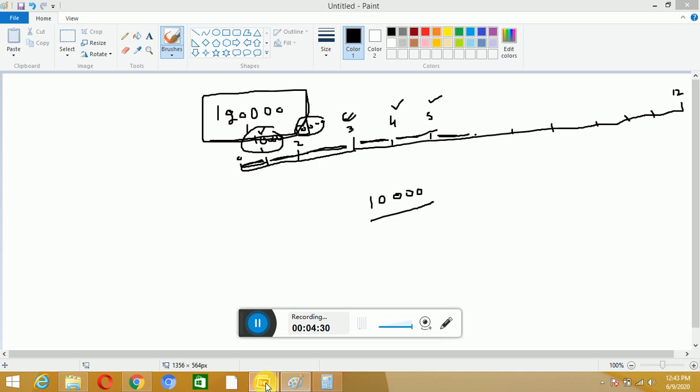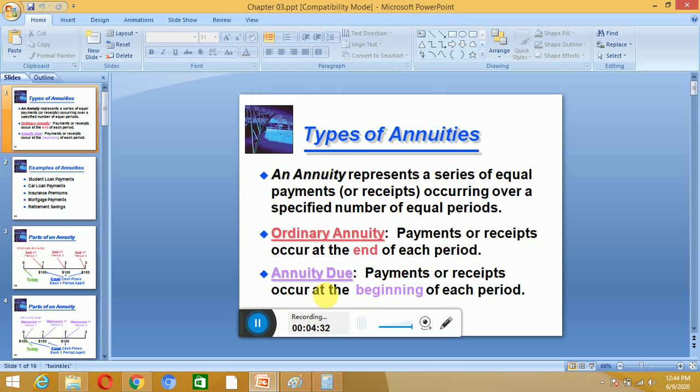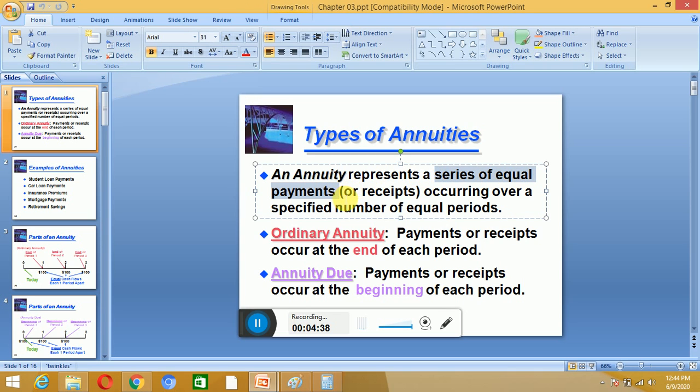So look at the definition. We discussed the definition. An annuity represents a series of equal payments, or it can be receipts. Payments for the person who is paying, receipts for the person who is receiving, occurring over a specified number of equal periods. This payment or receipt is occurring over a specified number of equal time periods. Meaning the equal payments that you are making, you are making after equal periods of time.